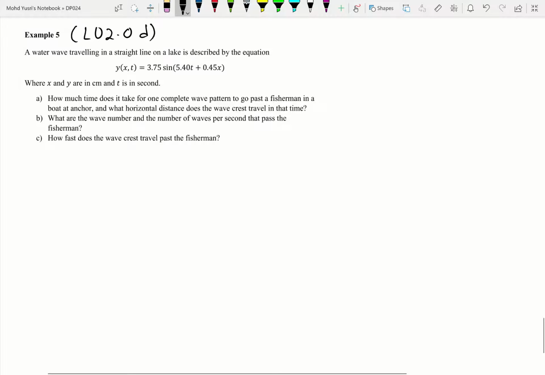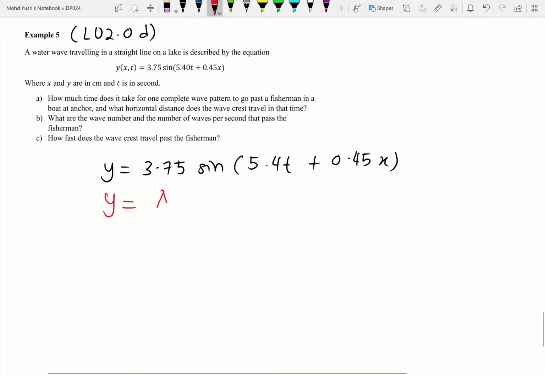Okay, so kita sekali lagi nak interpret equation y is equals to a sin omega t, in which our equation in this question is 3.75 sin(5.4t + 0.45x). So we compare it with the general equation y is equals to a sin(omega t plus minus kx).